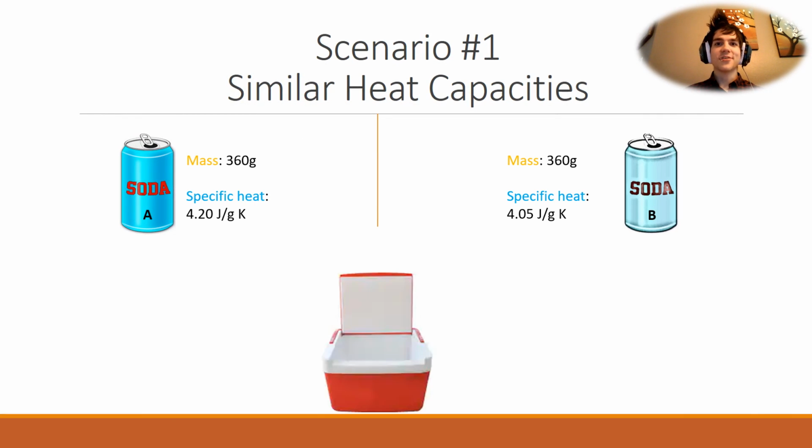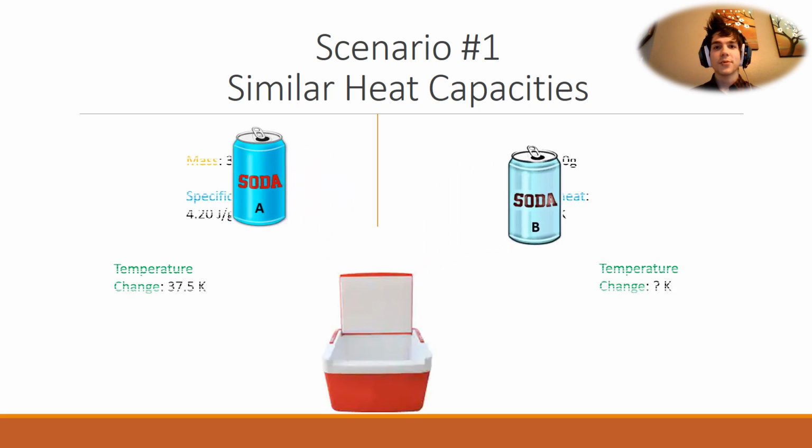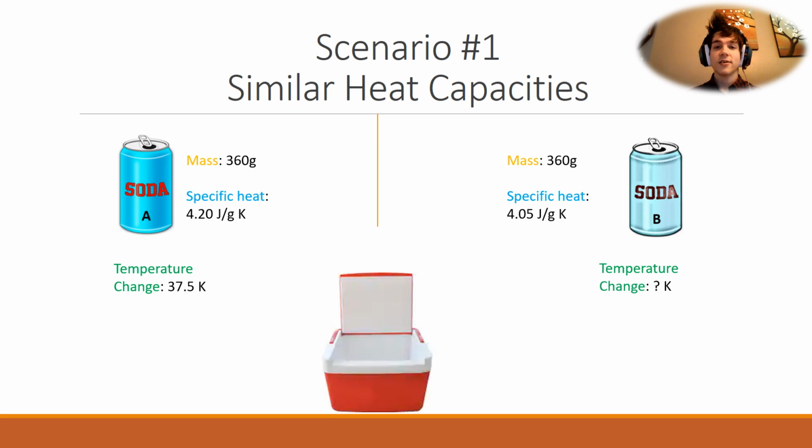Let's try to visualize a scenario where two sodas of similar specific heat capacities are placed in an insulated container. Suppose soda A's initial temperature was measured prior to entering the cooler, while soda B's was not. Given that there is some potential for heat transfer, the two sodas each experience some heat exchange. Upon emerging from the cooler, it is determined that soda A's temperature saw a change of 37.5 Kelvin. Considering all the information we have, we are in a position to determine soda B's temperature change.